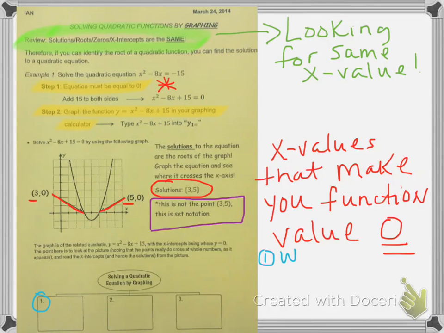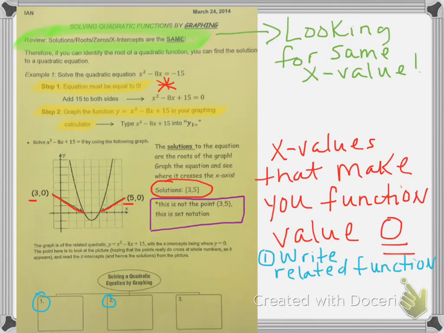So in order to solve a quadratic equation by graphing, step 1 is write the related function. That would go in box 1 down there. Write the related function. So in our example, y equals x squared minus 8x plus 15 was our related function.